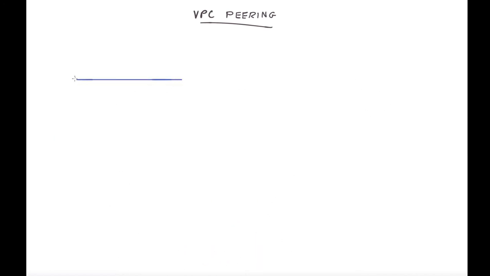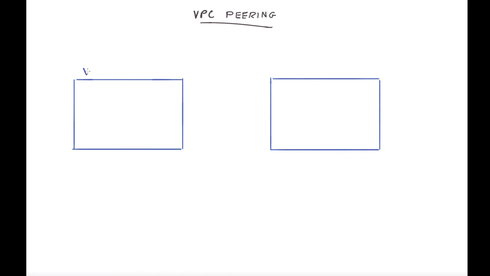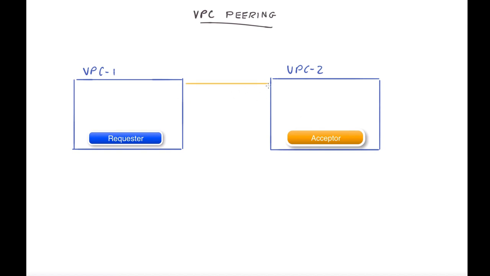So we have two VPCs, our first one and also our second one. VPC 1 and VPC 2. Now VPC 1 is going to be known as the requester, and VPC2 is going to be known as the acceptor. Now the owner of VPC 1 needs to send a VPC peering request to the owner of VPC 2. And again, remember, we need to make sure that the CIDR blocks of these VPCs do not overlap. So that request comes across to the VPC acceptor. And that's the first stage.